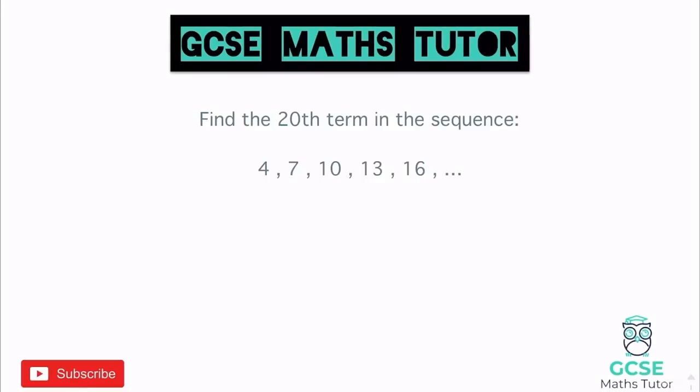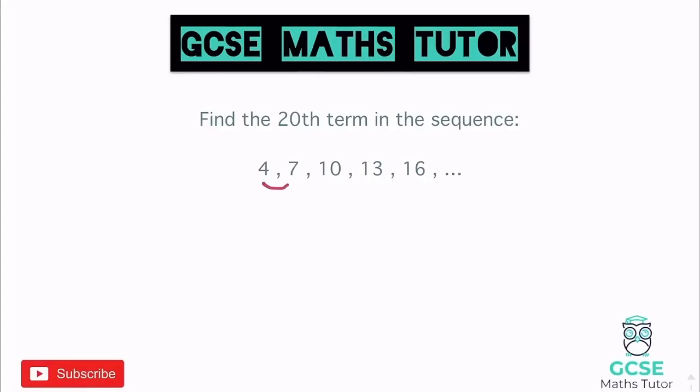So it says find the 20th term in the sequence, and it gives us the start of a sequence. Obviously what we could do is just see what it's going up by and keep writing it, but if we're trying to find the 50th or the 100th term, it's not a very efficient way of doing that. So we're going to have a look at how we can use the nth term to find the answer. First of all, we're going to find the nth term of this sequence.